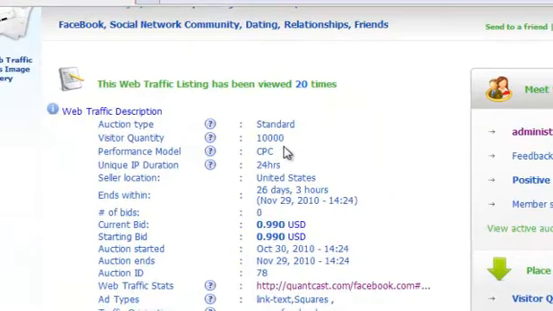So this is a standard auction. Visitor quantity is 10,000. Performance model is CPC. So basically Facebook is selling 10,000 visitors on a pay-per-click basis. The unique IP duration is 24 hours. And again, if you don't know what that is, just simply click on the question mark.